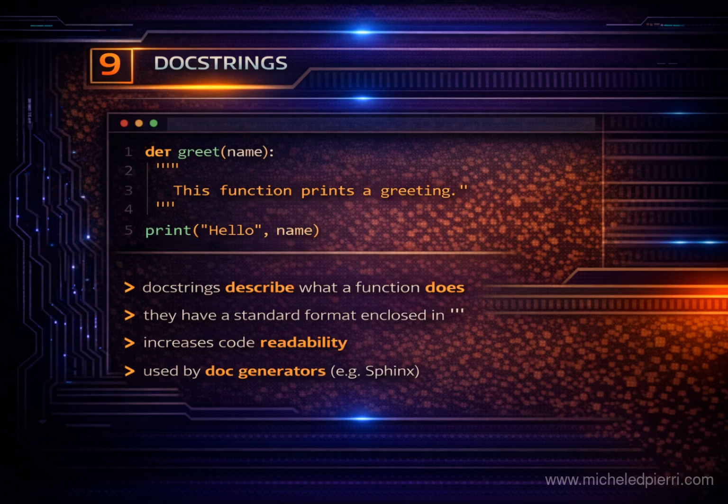Docstrings are about intent and communication. They explain what a function is meant to do, not how it does it. This makes code easier to understand for others and for your future self when you come back to it later. Here, the description lives right inside the function using a standard format. That short explanation doesn't affect execution, but it adds clarity and structure. Tools and editors can also read it automatically, turning your code into something that documents itself.